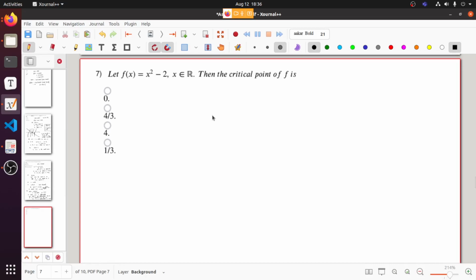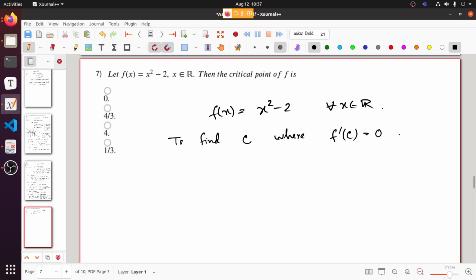What is it saying? Question number 7. f x is given as x square minus 2 for all x belongs to R. You have to find the critical point of f. Critical point means where the derivative of the function is 0. So to find c where f dash c is 0, right? You have to find the point c belongs to R, a real number, where the derivative of the function is 0.